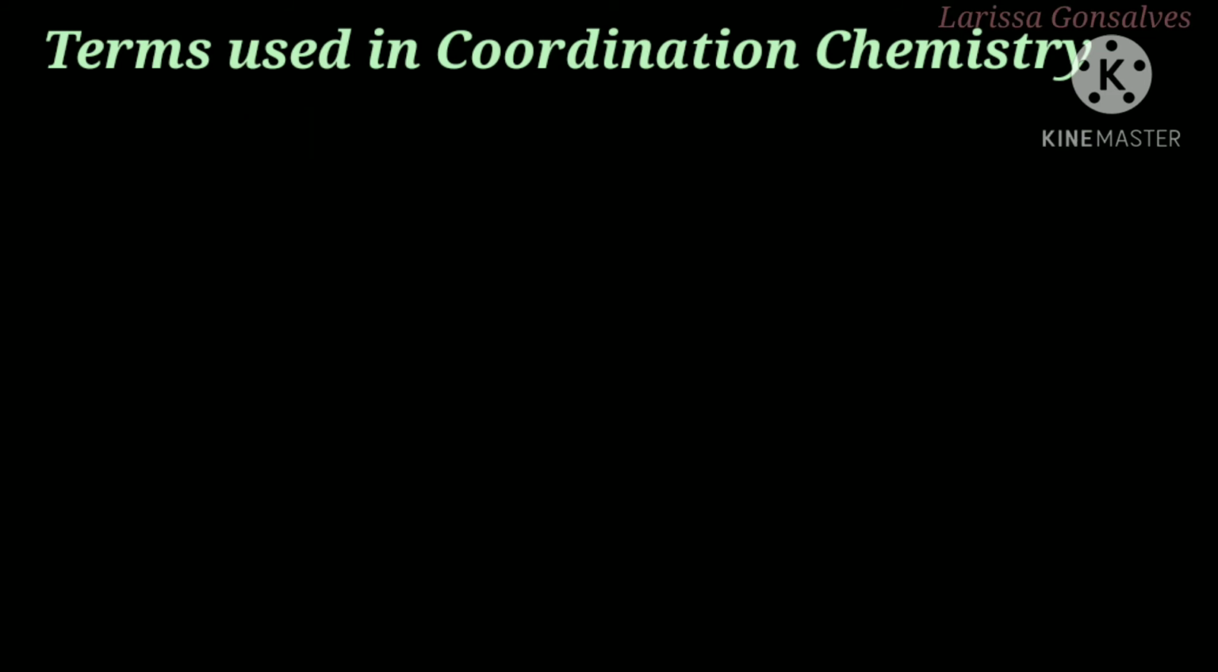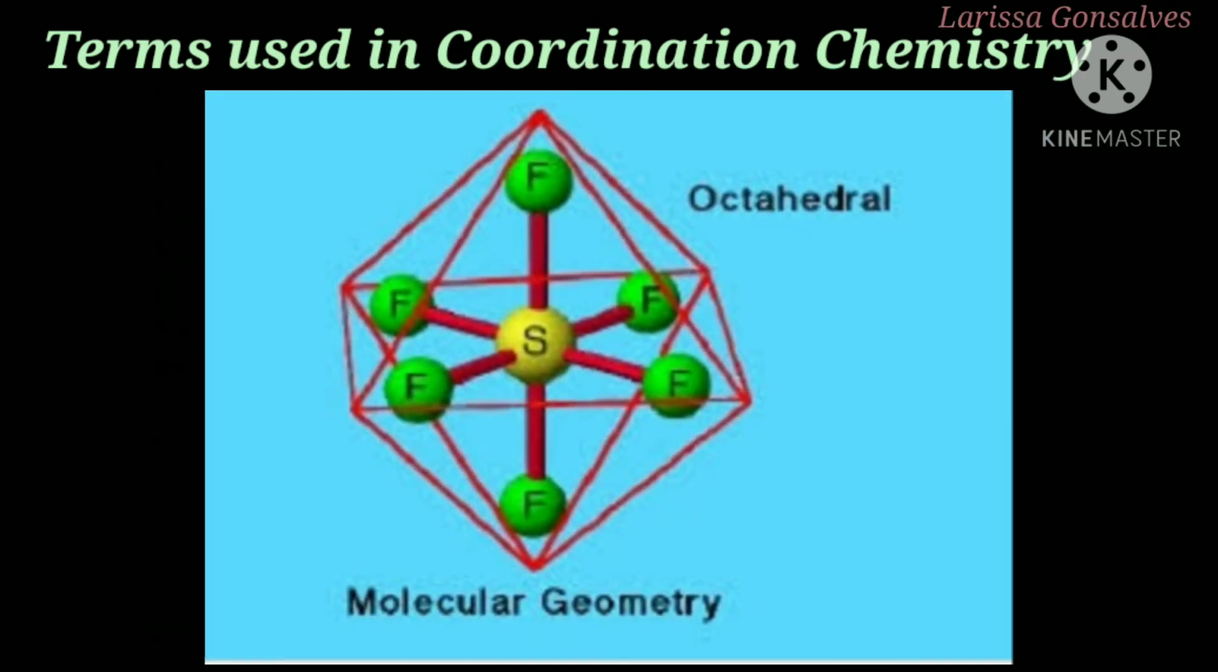Because coordination compounds have a fixed spatial arrangement, if there are 6 ligands, then it will have an octahedral structure.